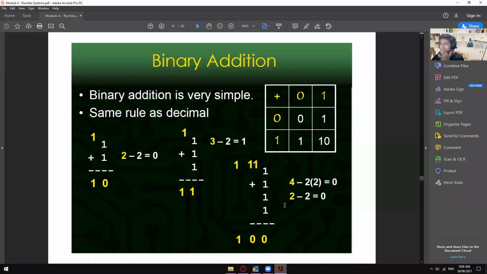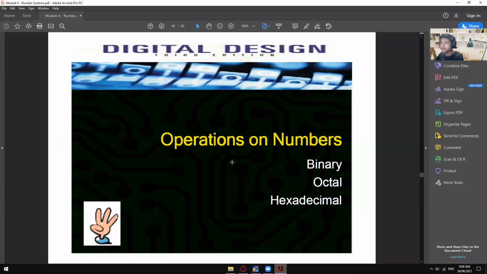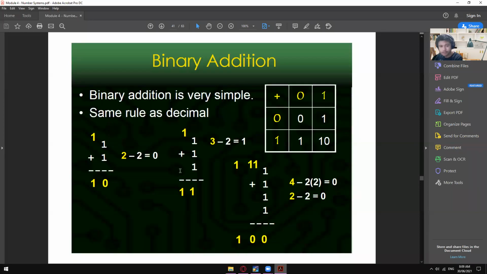Okay then, so let us now proceed with the operations and numbers. So we're going to talk about binary, octal, and then hexadecimal. Okay, so first is the binary addition. So this is just super simple. Binary addition is very simple, same rule as decimal. So in here, 1 plus 1 is 10, 1 plus 1 plus 1 is 11, 1 plus 1 plus 1 plus 1 is 100, and so on and so forth.